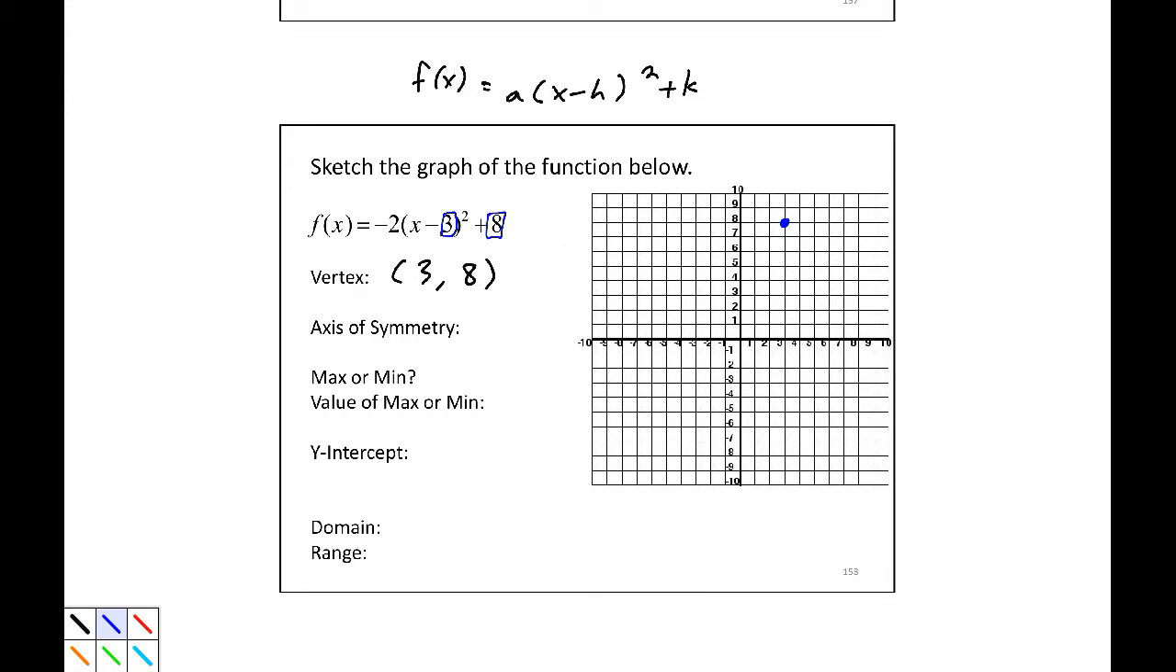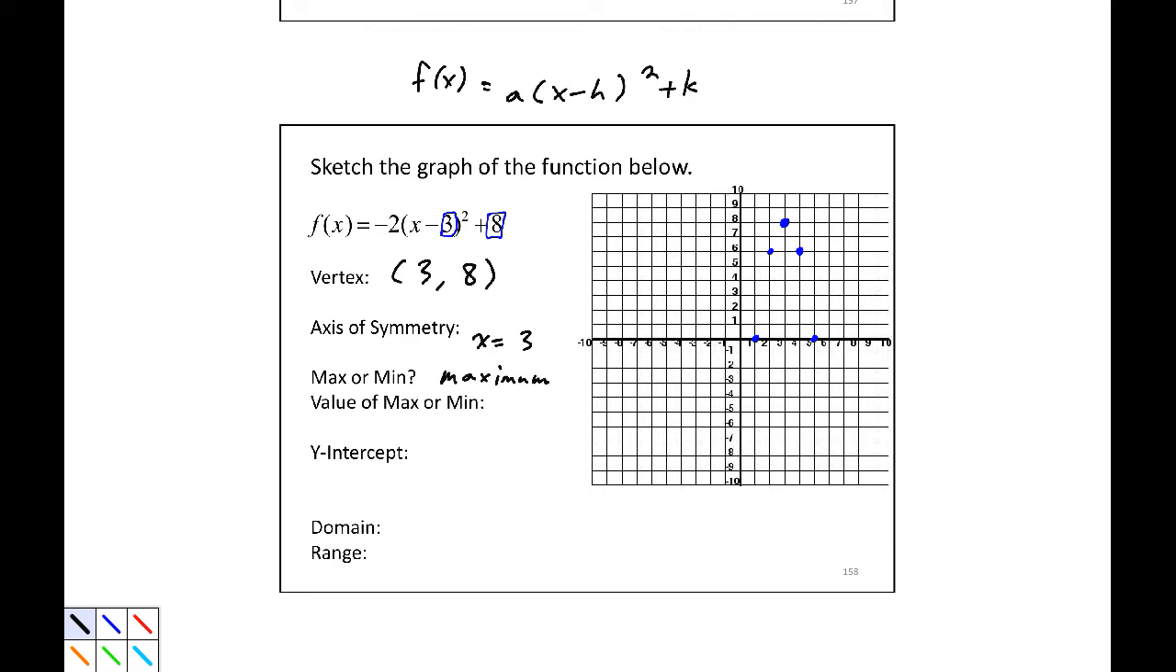And because that is our vertex, our axis of symmetry will actually occur at that point. So our axis of symmetry is x equals 3. Now, to answer if this is a maximum or a minimum, we have to observe the a value. Our a is -2, which means this opens down. In fact, it's reflected and has a stretch by 2. Plotting those points with a stretch included, I have those. So this is a maximum value.